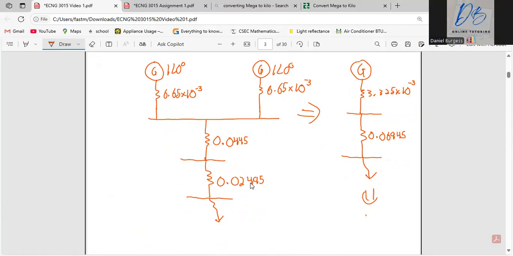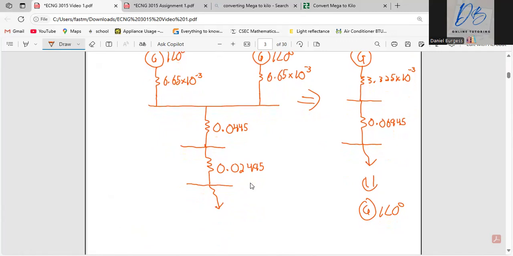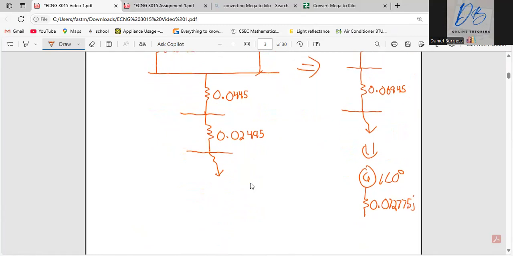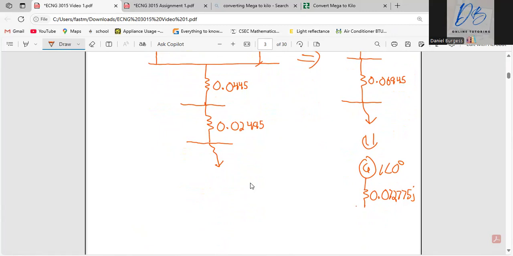series. So it'll be G, 1 angle 0, and you add those two, plus 3.325 times 10 to the minus 3. So we get 0.072775 G, bus, fault. And this will be the equivalent.